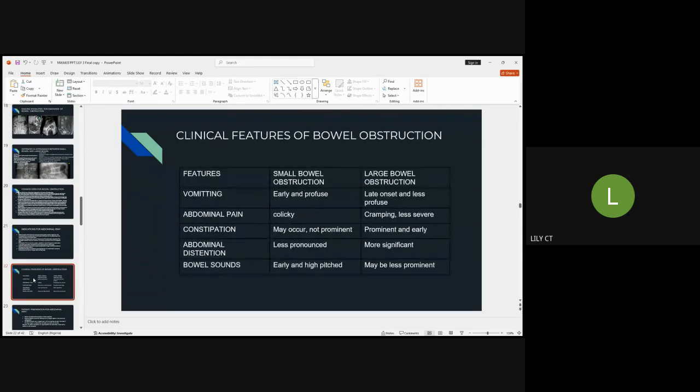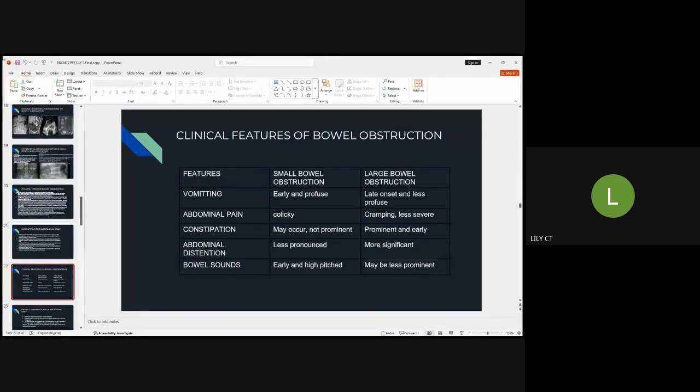So, clinical features of bowel obstruction on abdominal X-ray. For small bowel, vomiting may be early and profuse, while for large bowel, vomiting may be late onset and less profuse. For abdominal pain, for small bowel, it may be colicky. Colicky is a type of pain that comes in sharp, stays for a while, and goes. While for large bowel, it may be cramping.